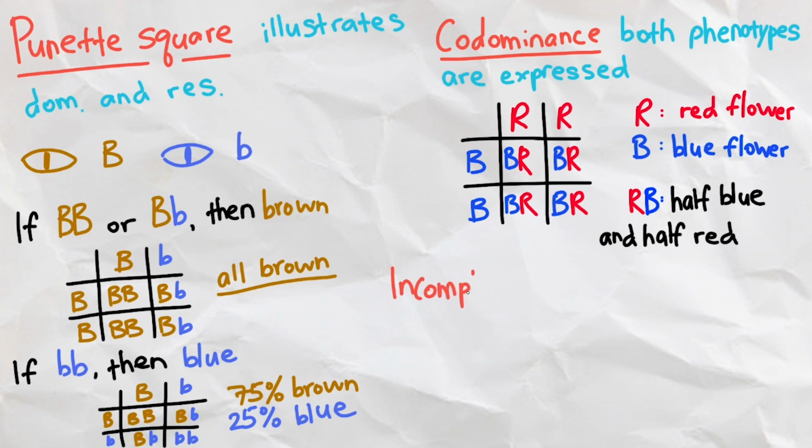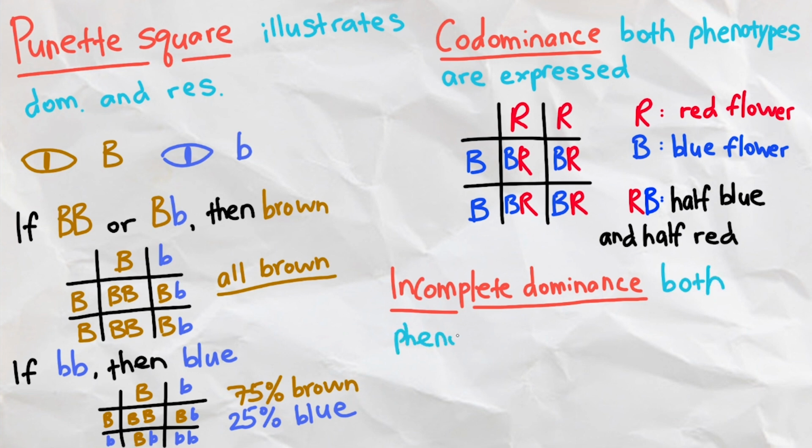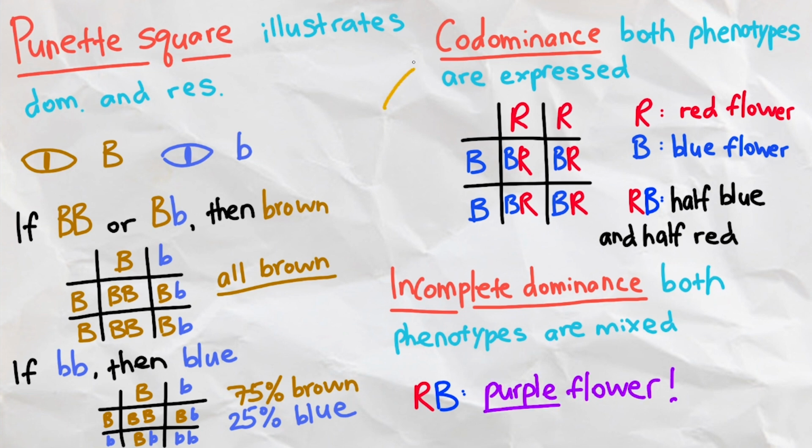In the case of incomplete dominance, both phenotypes are mixed. Taking the same flower, crossing a red and blue flower will yield us the RB genotype again, but this time, the phenotype will be a purple flower, a mix of red and blue, instead of half and half. Most phenotypes are actually codominant and incomplete dominant, instead of being strictly dominant.